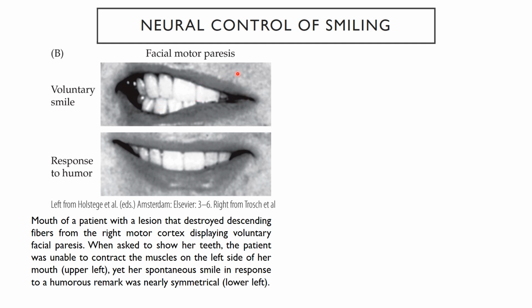So her voluntary control was affected, and since we know that voluntary control is regulated by the motor cortex, it makes sense that the voluntary smile is only showing half, given that there's damage on only one side of the brain. Yet the emotional smile that is more instinctual and spontaneous is mostly symmetrical.